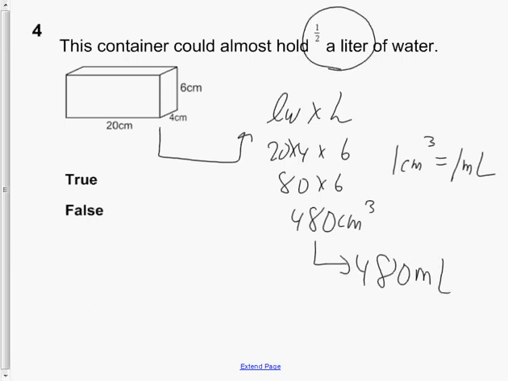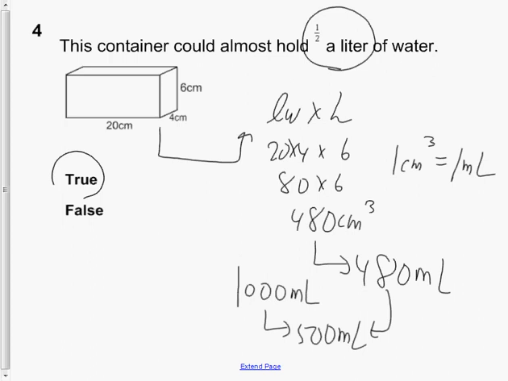Now, half a liter, since 1 liter is 1,000 milliliters, half a liter would be 500 milliliters. 480 is pretty darn close to 500, so the answer I was looking for was true. Now, some of you have actually said false, but you had all the work and said 480 milliliters, so I probably gave you at least 3/4 of a mark for that, even if you had the wrong answer.